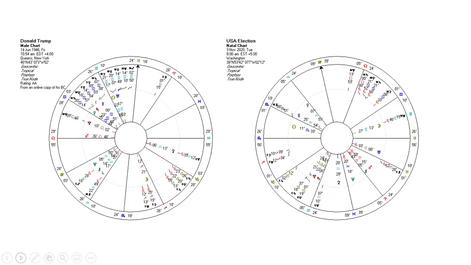Here's Donald Trump and the USA election chart at the time, November 3rd, 2020. I put 8 a.m., but I think it's debatable what time you might use, because elections start earlier and end at the end of day, but put it for the 8 a.m. Of course, we have Jupiter, Pluto, and Saturn in the sign of Capricorn picking up those nodes. So that's a very, very important election for the people of the US, and I'd say for the world, because, of course, it affects the global economy.